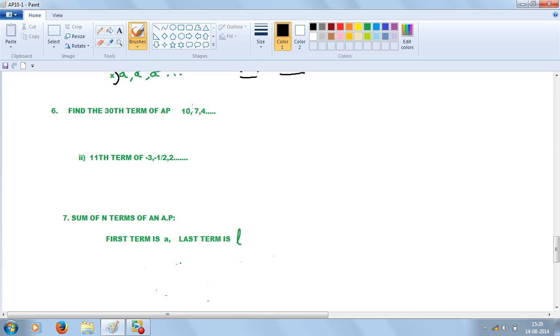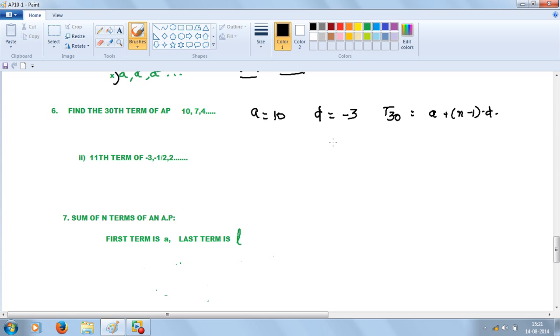So how exactly do we find the nth term? That formula. In this case, how do you find it? We know A is equal to 10, the first term. What is D? D is equal to minus 3. 7 minus 10, or 4 minus 7, is minus 3. So how do we arrive at the 30th term? We represent the 30th term by T30. T30 is equal to A plus n minus 1 multiplied by D, is the formula.